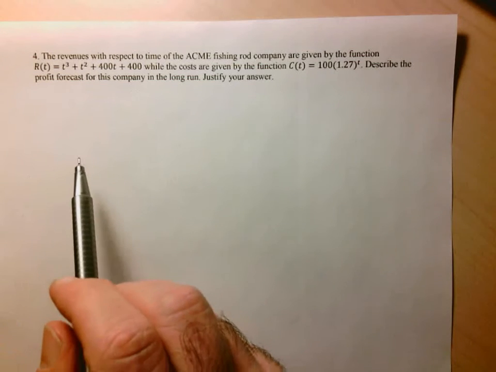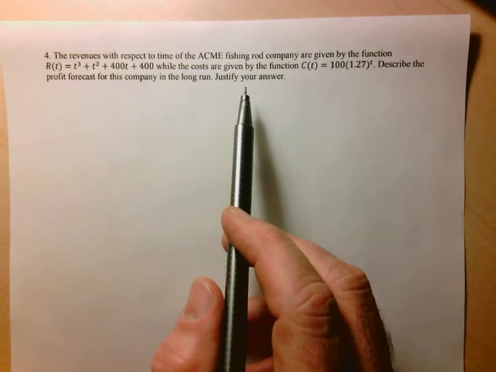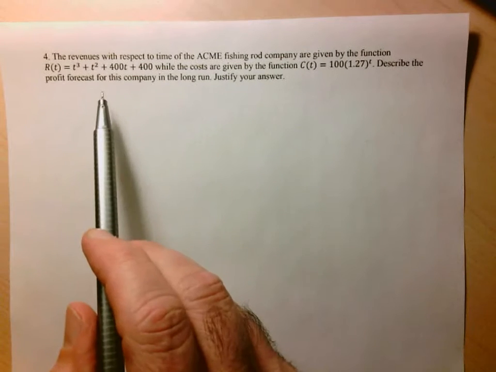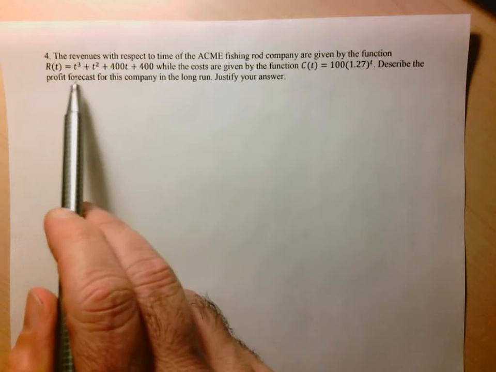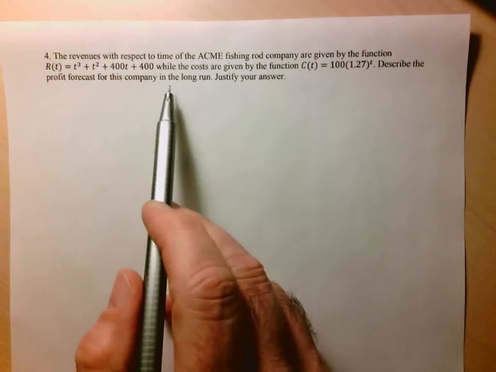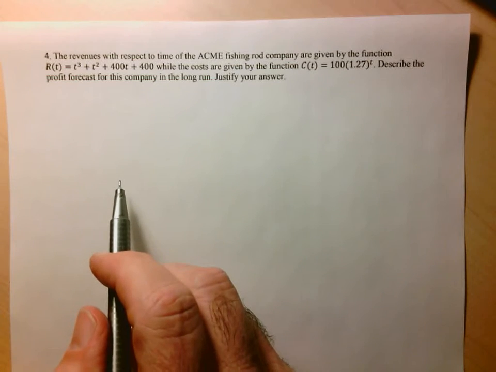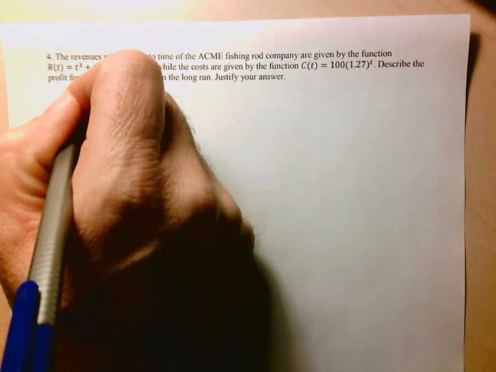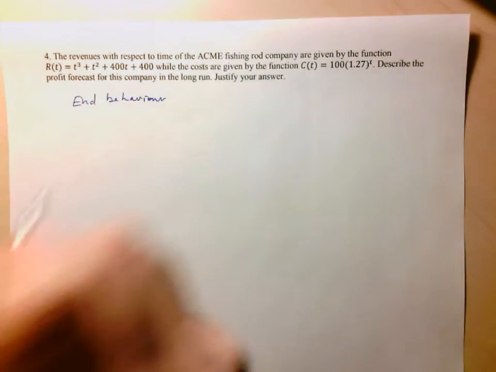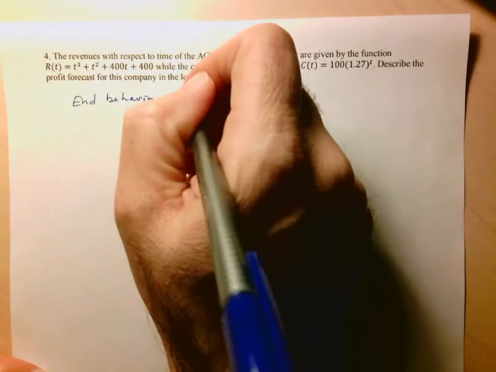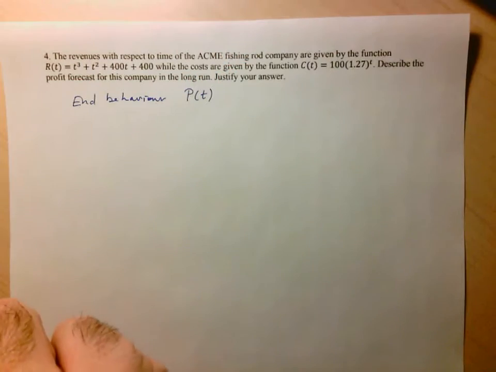long run. Okay, so what we have to do is read between the lines and look at translating this sentence in English into a mathematical meaning. So when you talk about profit forecast, the word forecast means in the future, and here when you use "in the long run," it means over a significant period of time. So essentially what they're asking us to find here is the end behavior of the profit.